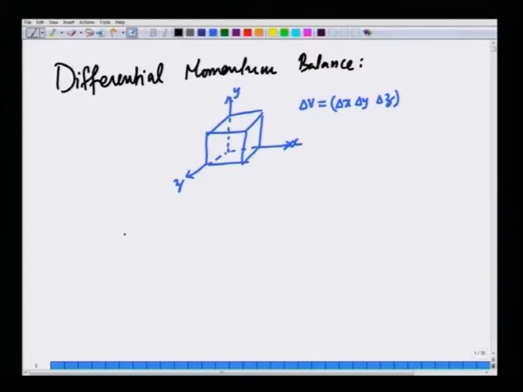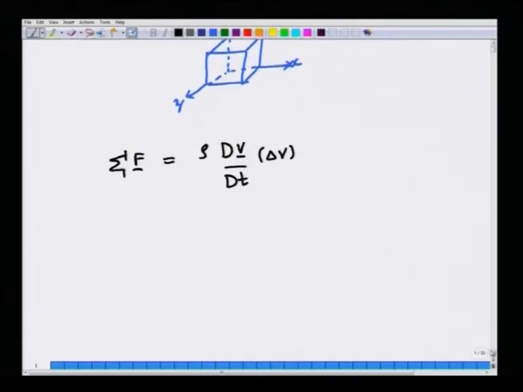We obtain the fact that the sum of all forces acting on this control volume is equal to rho times the substantial derivative of velocity times del v, where del v is the volume of the infinitesimal control volume. Now, there are two contributions to forces acting on the control volume. One are called body forces, the other types of forces are called surface forces.